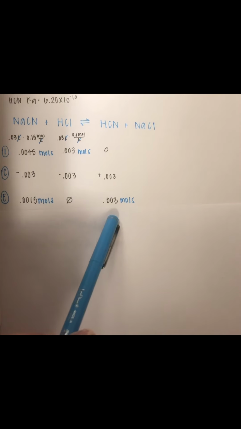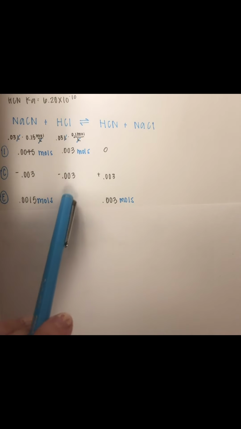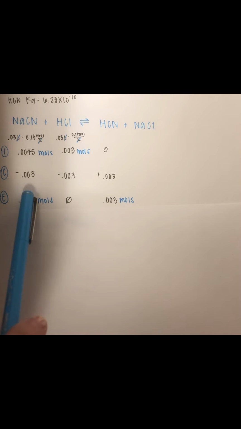So with that being said, your equilibrium is going to be 0.0015 moles of NaCN and 0.003 moles of HCN. And that's again because your hydrochloric acid is a strong acid, meaning that it completely dissociates, and it takes as much of this NaCN as it can and converts it to its conjugate acid.